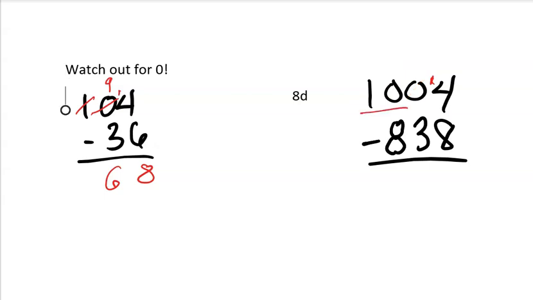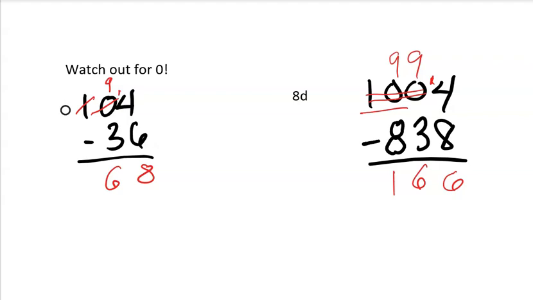So if I'm going to take 1 off the end of that 100, that's going to leave me with 99. So I'm allowed to use this now as 14 minus 8, which gives us 6. 9 minus 3 gives us 6. And 9 minus 8 gives us 1. And if you're ever in doubt, and if you're not sure the answer is right, go back and do it backwards. If you add 838 to 166 and it doesn't give you 1004, then you haven't done it right.